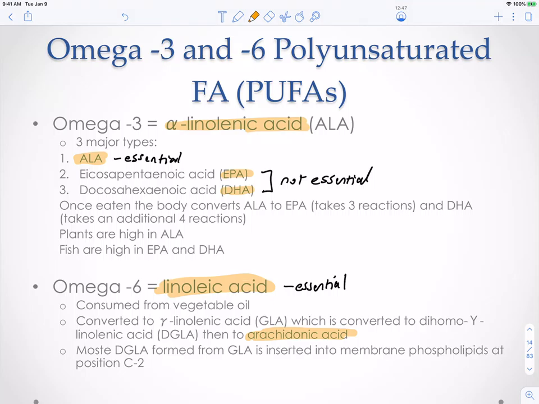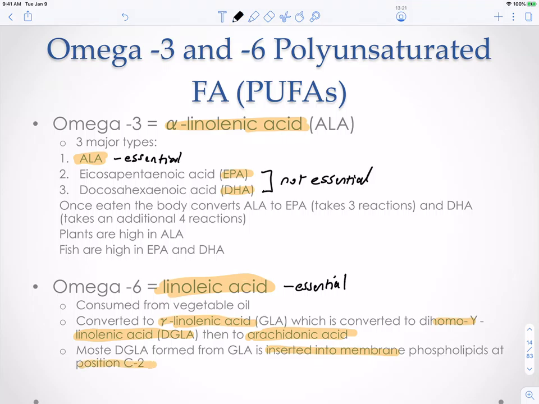But basically, you eat your plants, you get your omega-6 essential fatty acid, and then this is going to be converted to a gamma linolenic acid, and then this is going to be converted into a dihomo gamma linolenic acid, and then finally to arachidonic acid. Now most of the dihomo gamma linolenic acid is going to be inserted into the membrane of phospholipids at position 3.